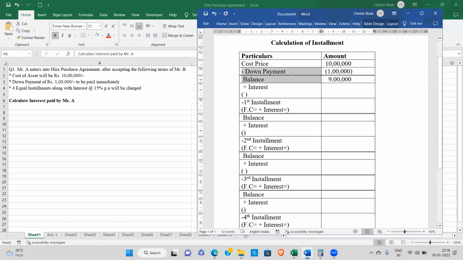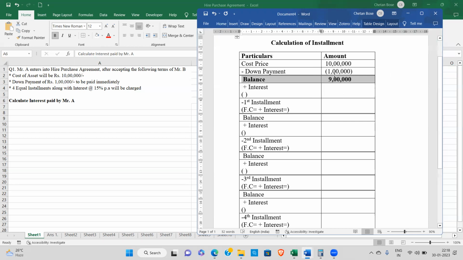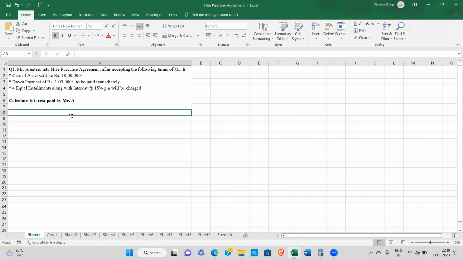It means I have given Mr. B, who is B? The vendor. I have given the vendor a down payment of 1 lakh rupees, out of 10 lakh rupees. So how many lakhs of rupees do I still have to pay him? 9 lakh rupees. But this 9 lakh rupees, as per the terms and conditions, if you could see, I have to pay in 4 equal installments. That is what they are saying, right?